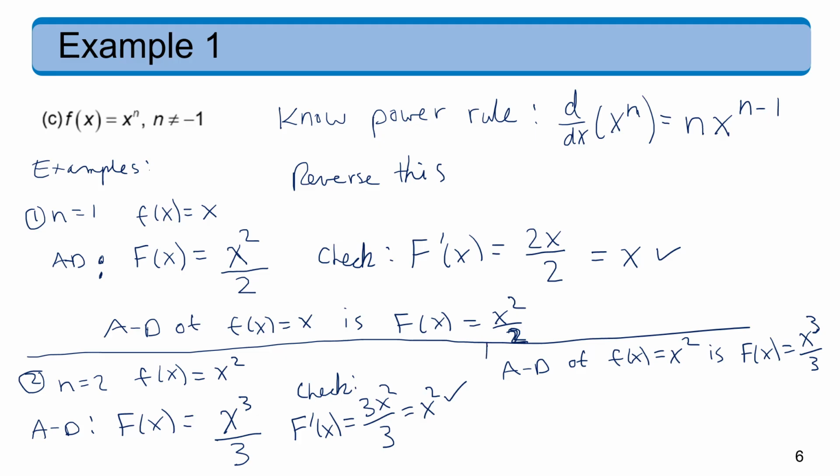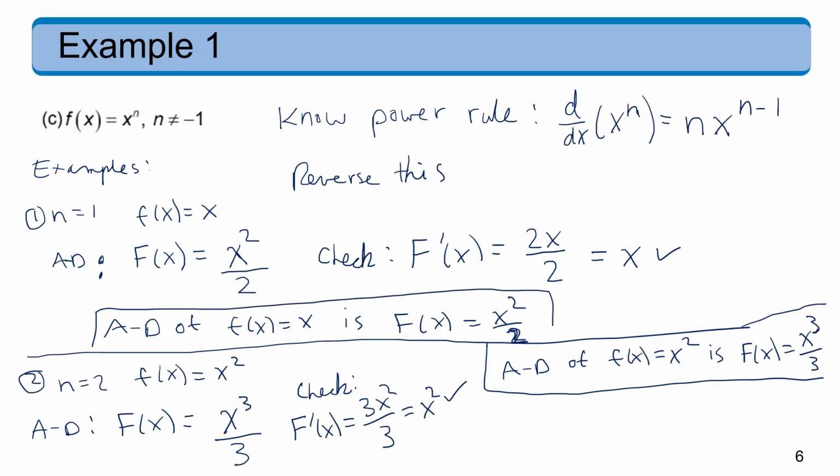So based on these two examples, here's one of them. Our other one was right here, the antiderivative of little y equals x. Now let's generalize, see if we can find a formula for the antiderivative of f of x equals x to the n.